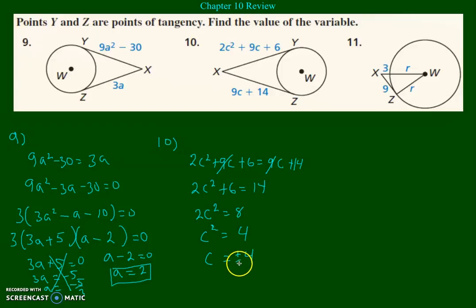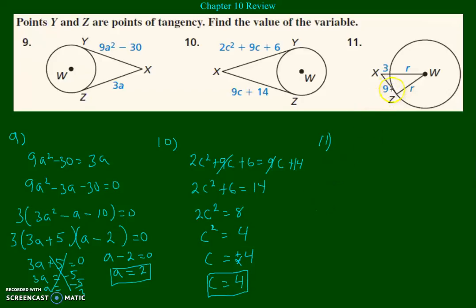Again, we can disregard this negative 4, because when we put a negative 4 in here, 9 times 4 is 36. That's a negative, so that can't work. So it can't be the negative, so the result is c equals 4. All right, and then 11.